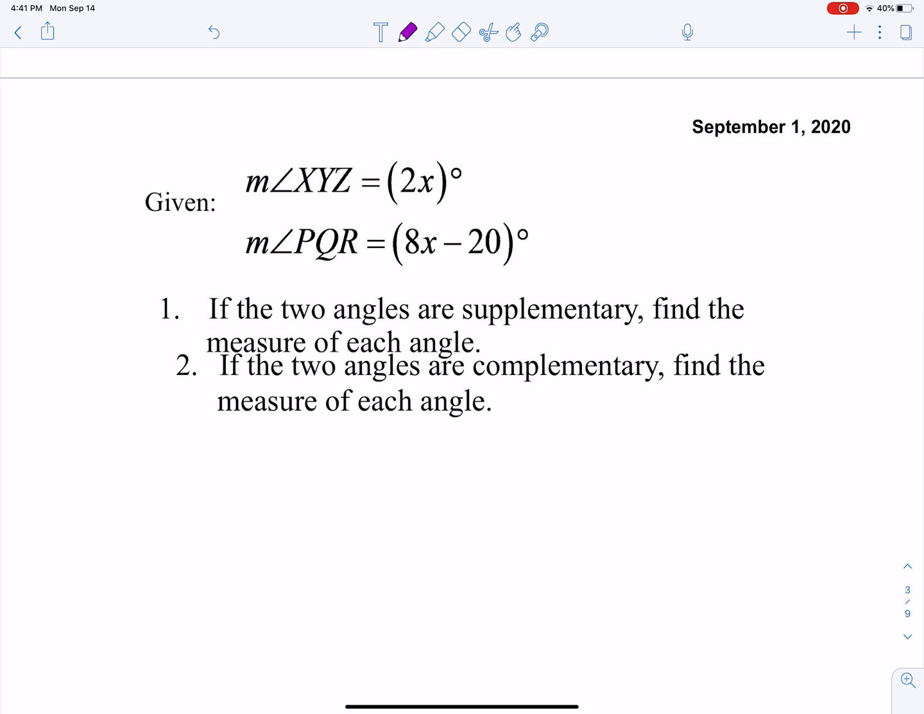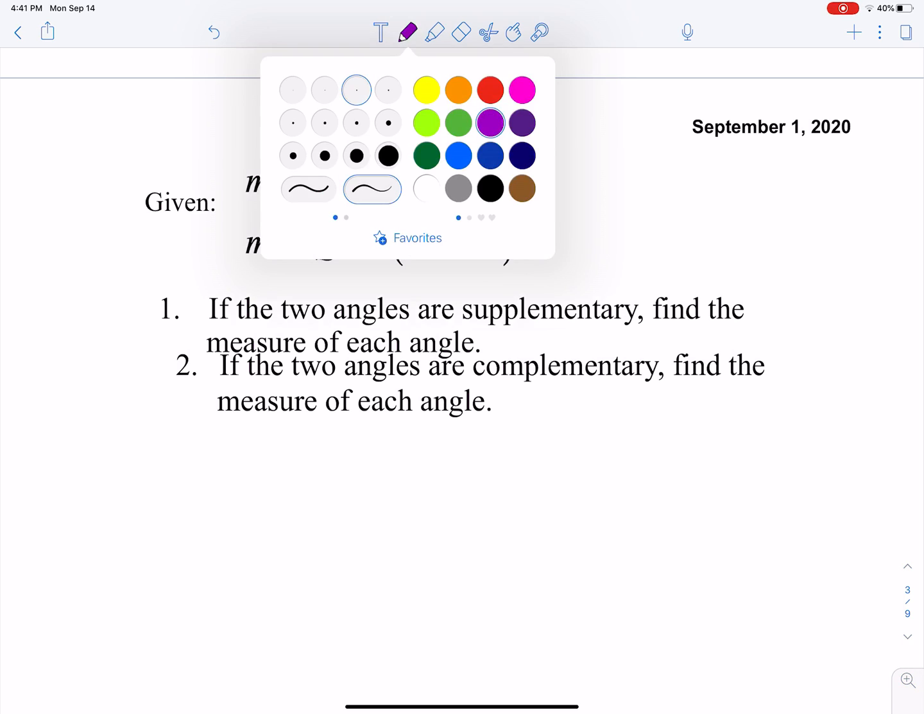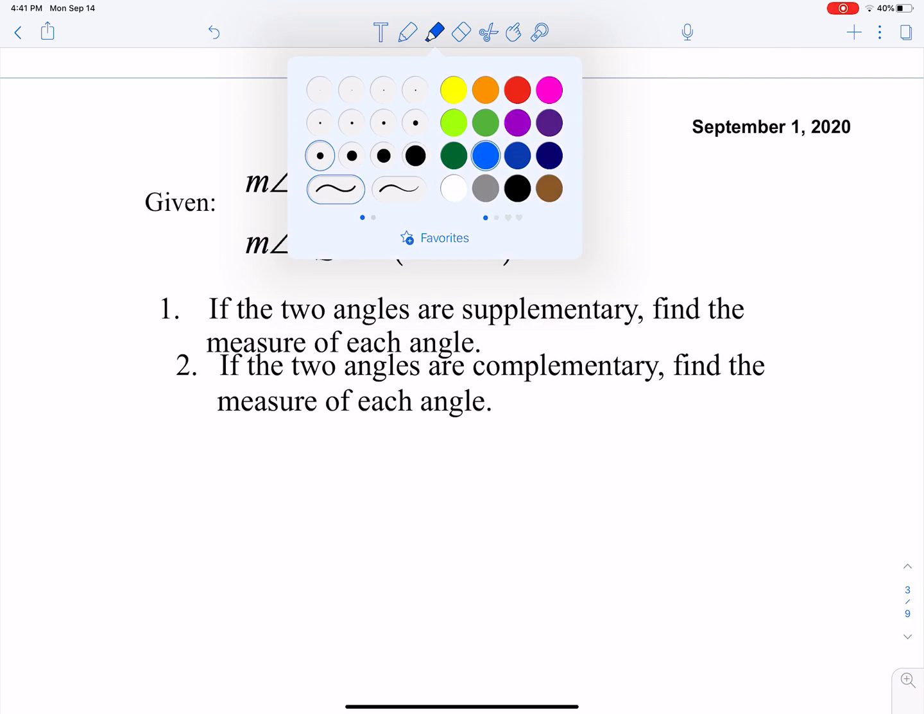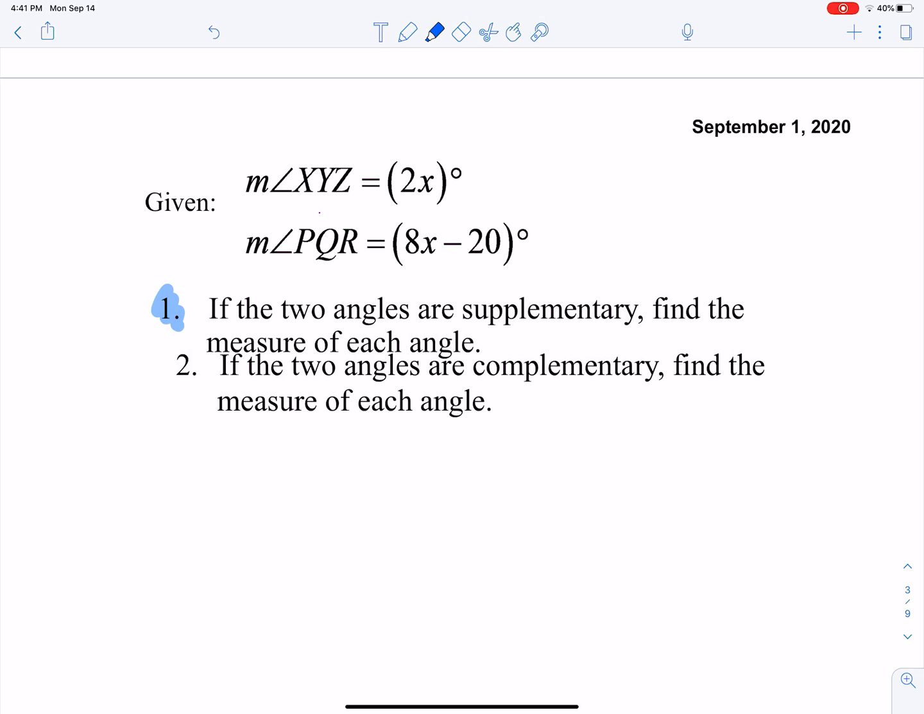Okay, now we're given two angles. XYZ has a measure of 2x. PQR has a measure of 8x minus 20. So number one, let's do some different colors here. Number one, if the angles are supplementary, find the measure of each angle.